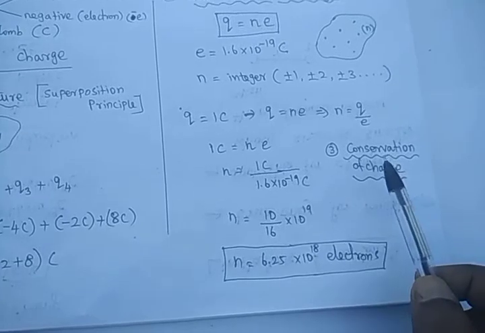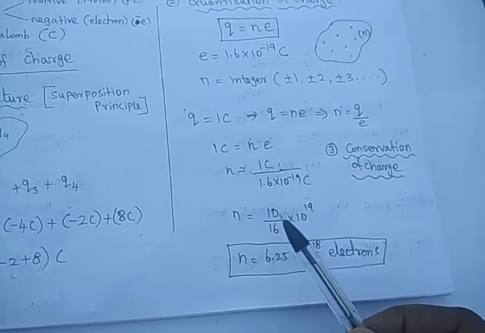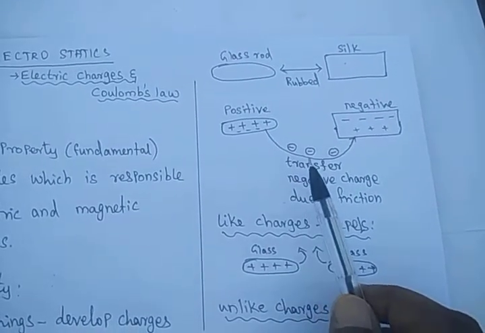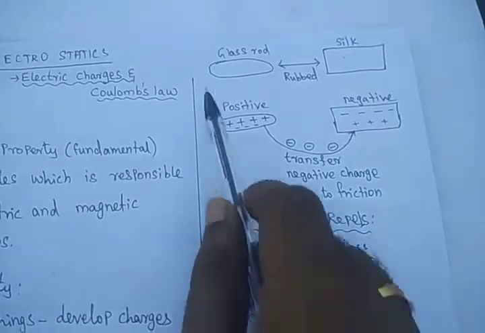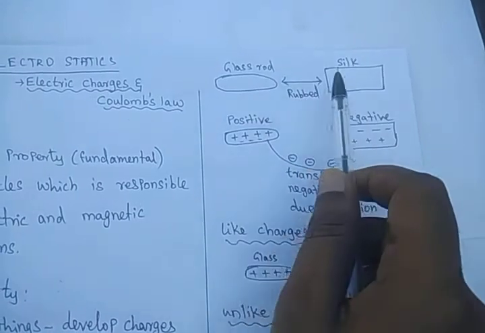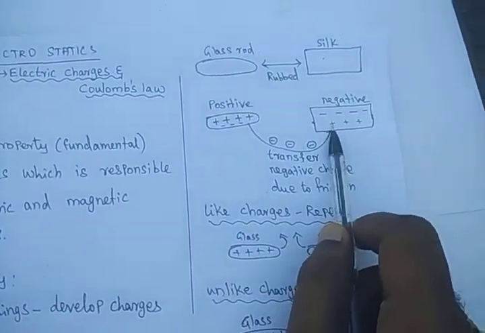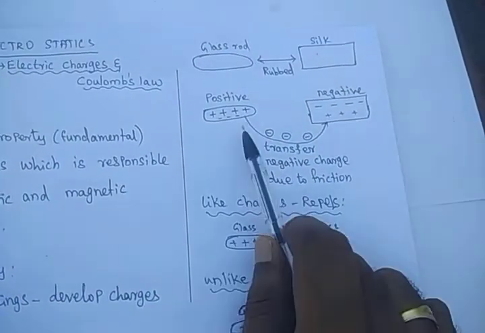Then the last property of the charge is conservation of charge. Conservation of charge means charges can neither be created nor destroyed. It can be transferred from one body to another body. I will take the previous example itself. In this example, when the glass rod is rubbed with the silk, only a transfer of charges occurs, and no new charges are created. That is, charges can neither be created nor destroyed.